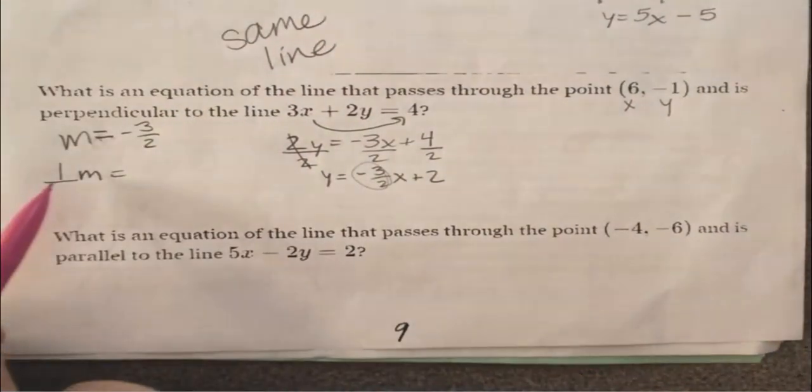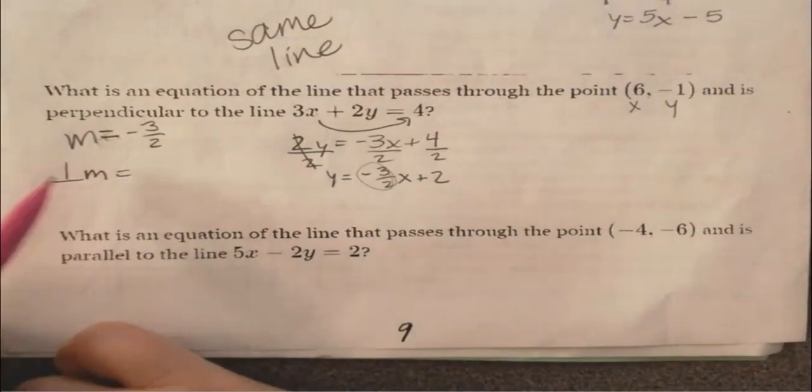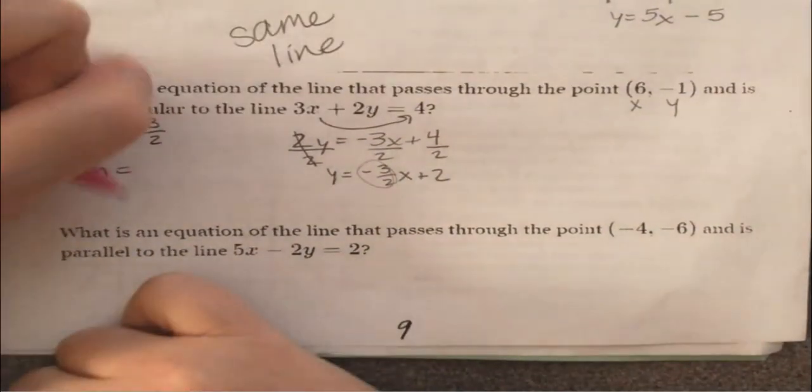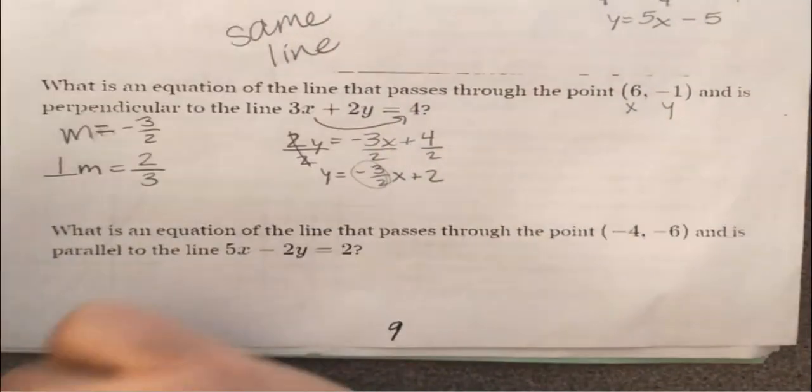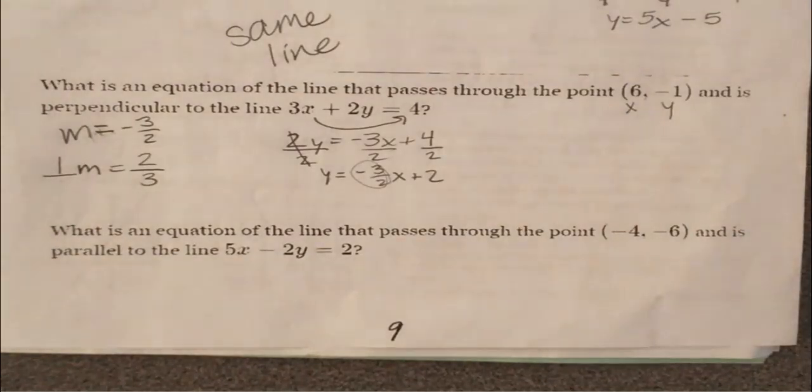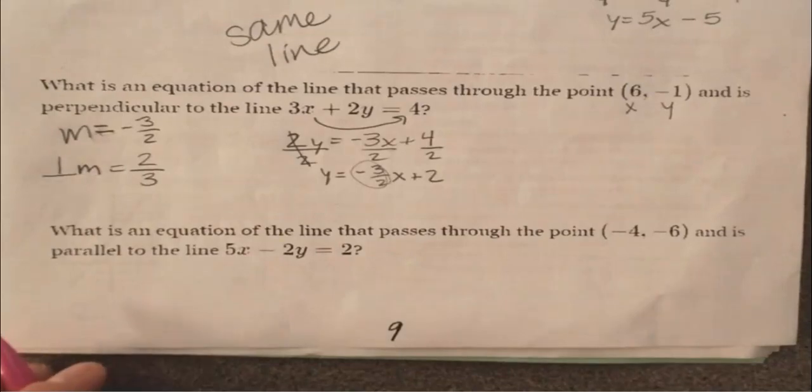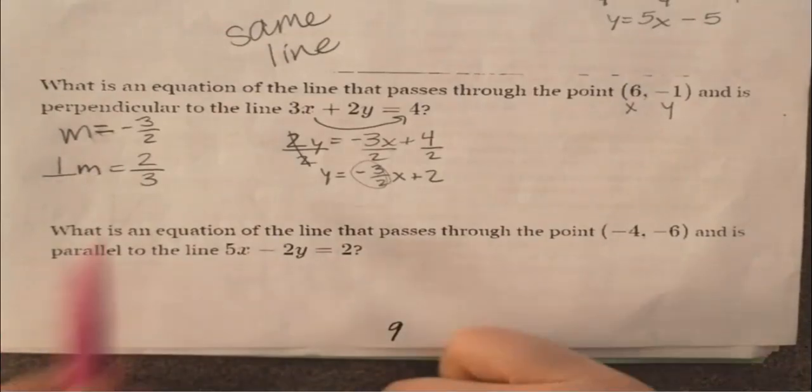So remember, this is the perpendicular symbol, and m is the letter for slope. So this means perpendicular slope. So we're going to flip it and change the sign. Voila! It went from negative 3 halves to positive 2/3. So now we have our slope and we have our point. So our perpendicular slope is 2/3.